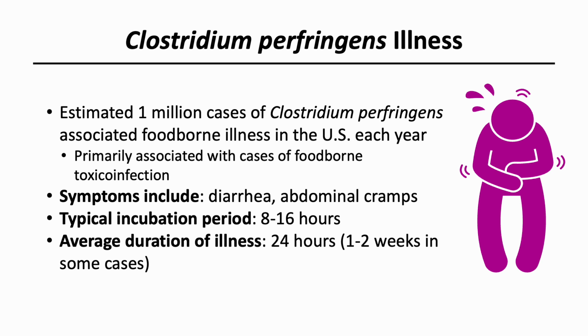C. perfringens causes approximately 1 million cases of foodborne illness in the U.S. each year, and these cases are primarily associated with foodborne toxico-infection. Common symptoms of C. perfringens illness include abdominal cramps and diarrhea. In general, C. perfringens has an incubation period ranging from 8 to 16 hours, and the illness is typically self-limiting, with symptoms of C. perfringens associated foodborne illness resolving within 24 hours. However, symptoms can last between 1 to 2 weeks for select high-risk populations, such as infants and the elderly.